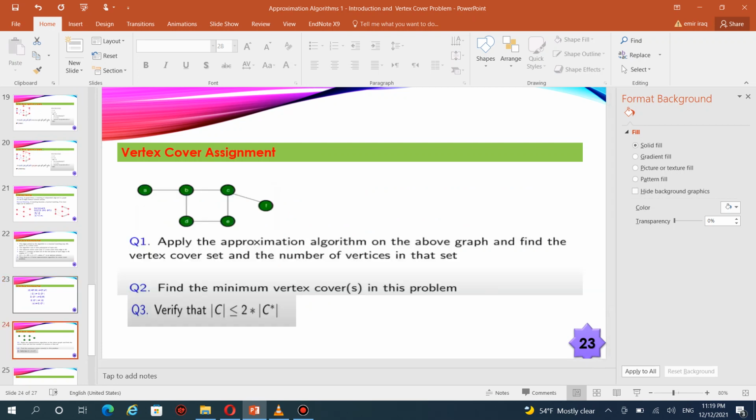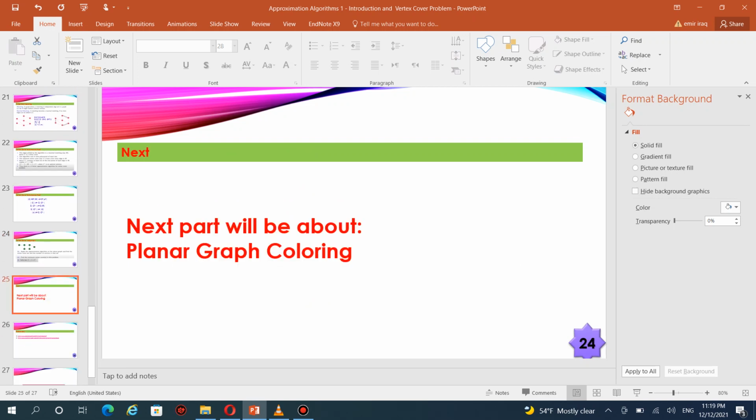On the next slide, we will get this assignment. Apply the approximation algorithm on the above graph, a graph with vertices A, B, C, D, E, F, G, and then find the vertex cover set and the number of vertices in that set. Question 2, find the minimum vertex cover for this problem. Verify that size of C is less than or equal to 2 multiplied by size of C star.